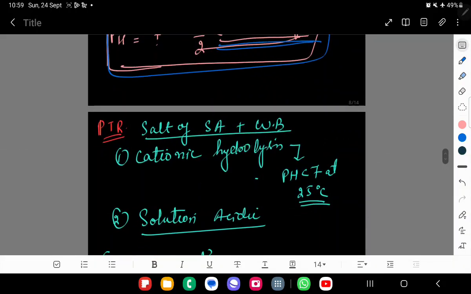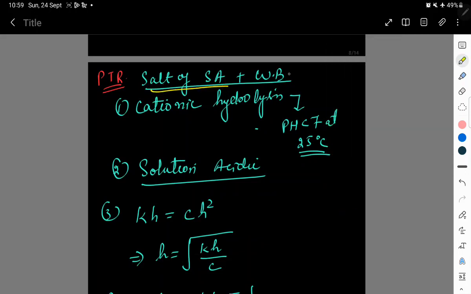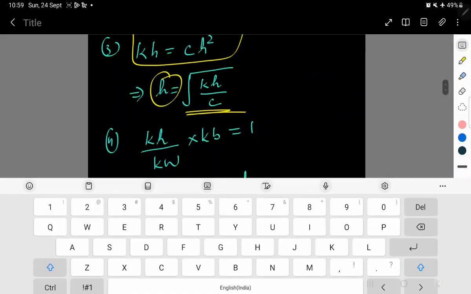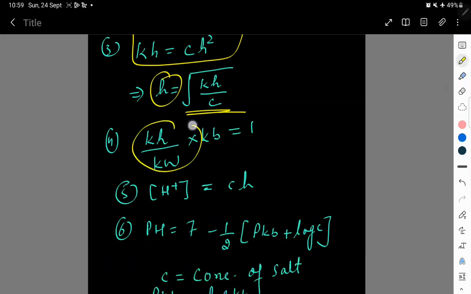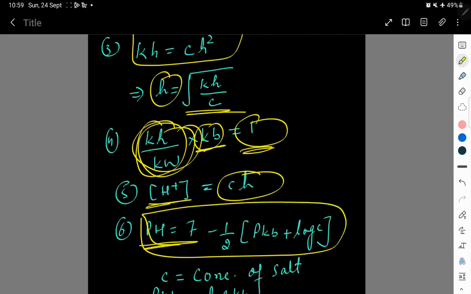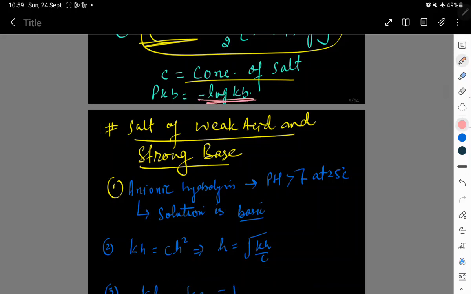So in short, we can learn it as: salt of strong acid and weak base is cationic hydrolysis, pH less than 7 at 25 degrees Celsius, solution is acidic. Kh is given by the formula Ch square, h is given by under root Kh by C. Now Kh by Kw into Kb is equivalent to 1. We will put the value of Kh by Kw into Kb, we will get 1. Now concentration of H positive we will get Ch, and pH is given by this formula, where C is the concentration, and pKb is minus log Kb.